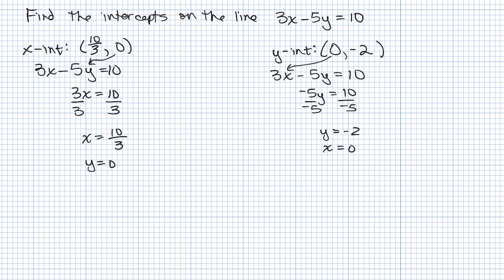Okay, so if you're looking for the x-intercept, the point is to let y equal 0. And when you're trying to find the y-intercept, you let x equal 0. In other words, you put in 0 for x to find the y-intercept, and you put in 0 for y to find the x-intercept.